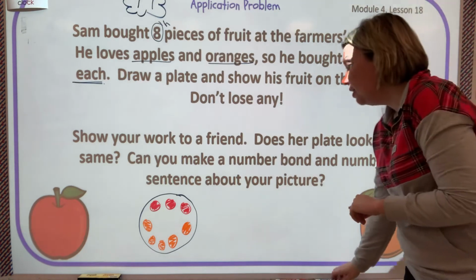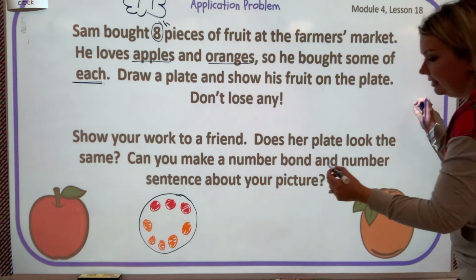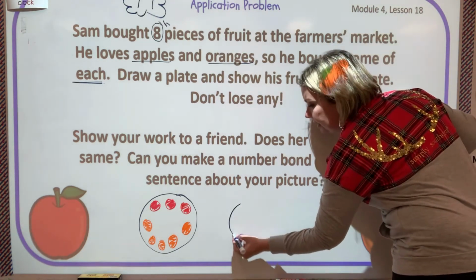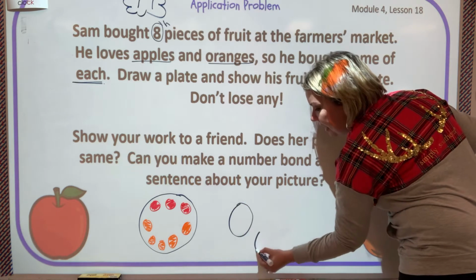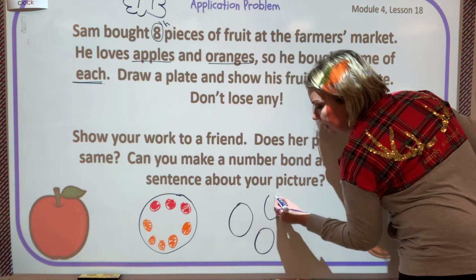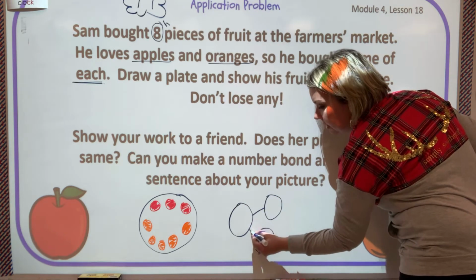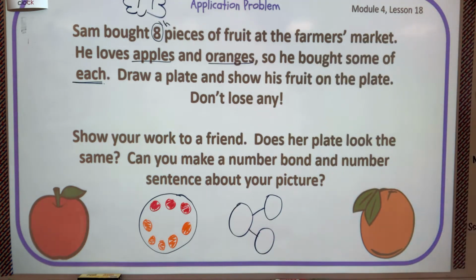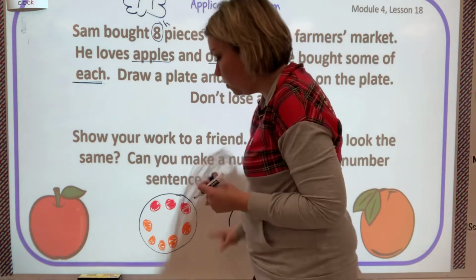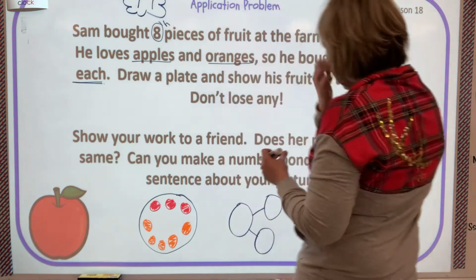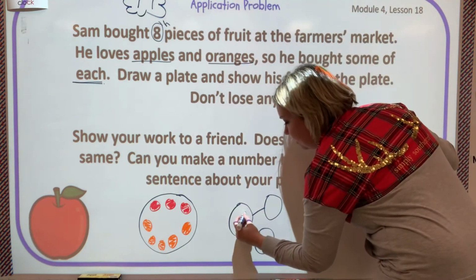Awesome. All right, friends. Now see if you can take your plate of fruit and put numbers into a number bond. So draw a number bond beside your plate. I drew mine like this. You can draw yours any way you'd like. And fill it in. I'm going to fill in mine. We said our whole was 8. So I'm going to write that in the whole.